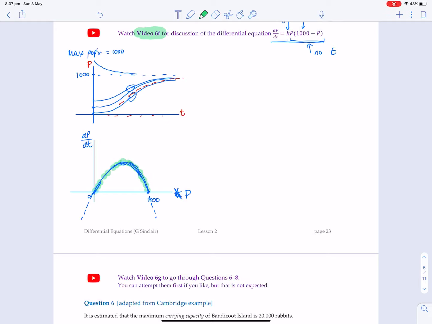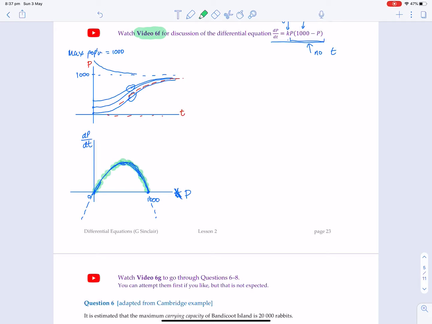And as it reaches 1,000, which is our agreed maximum, the growth rate approaches 0. And if your population is approaching 1,000 and the growth rate is approaching 0, then it'll never get above 1,000 because there's no growth rate. So that's what the differential equation is saying.